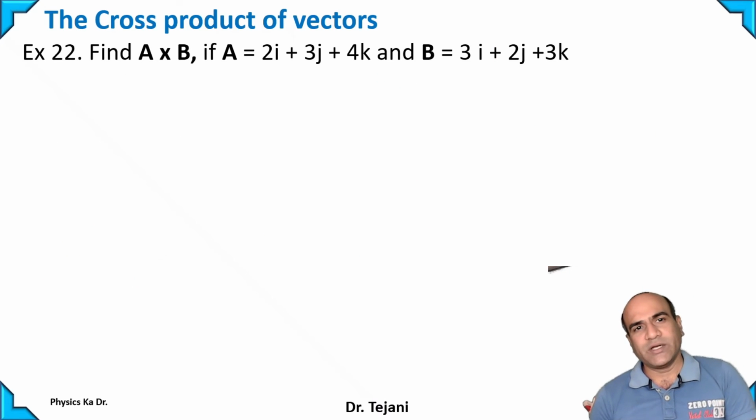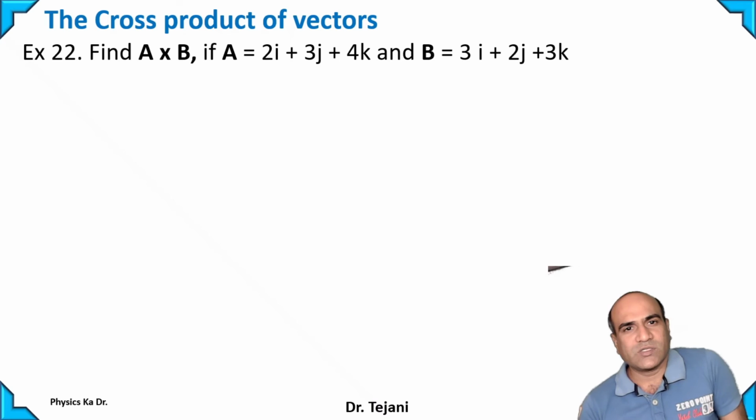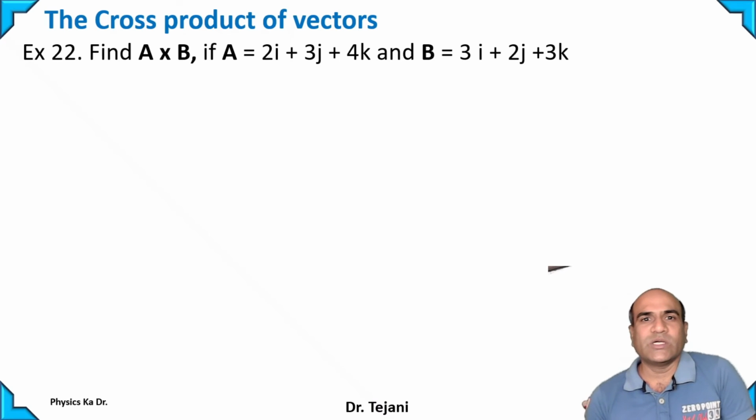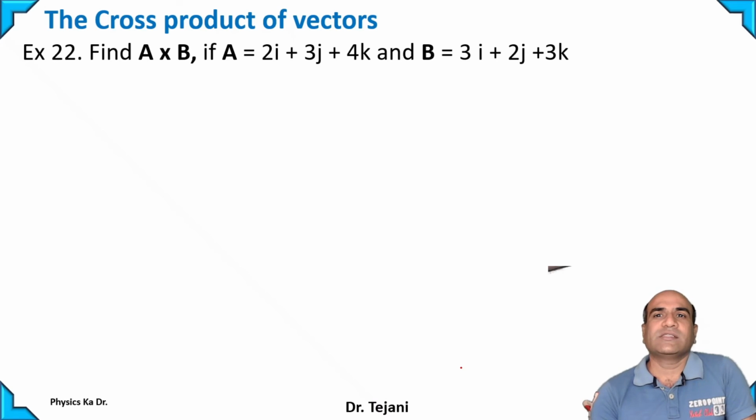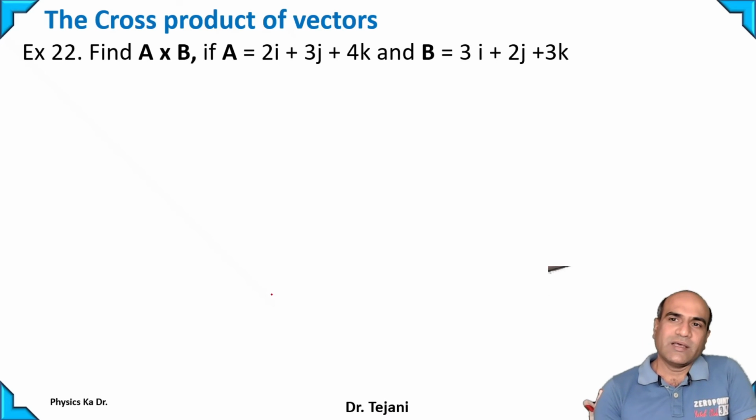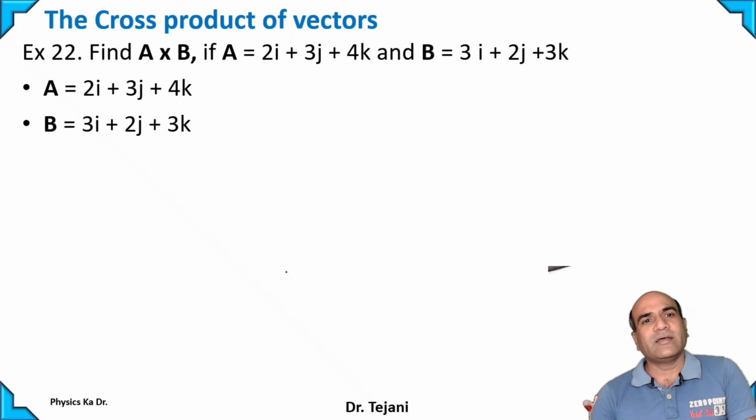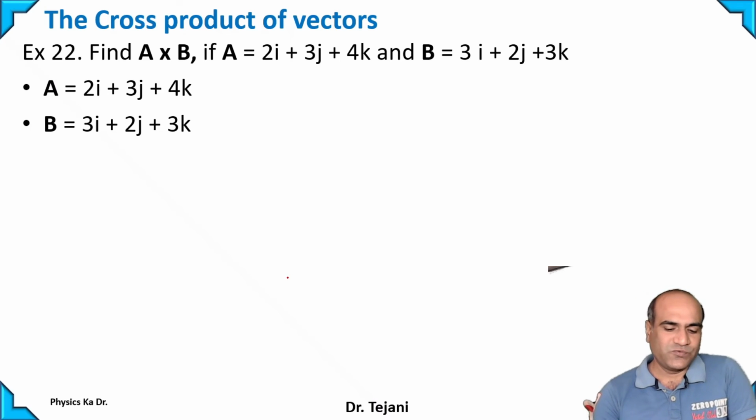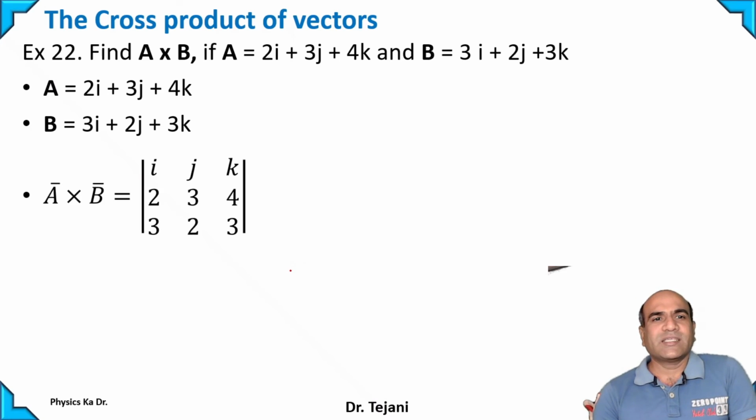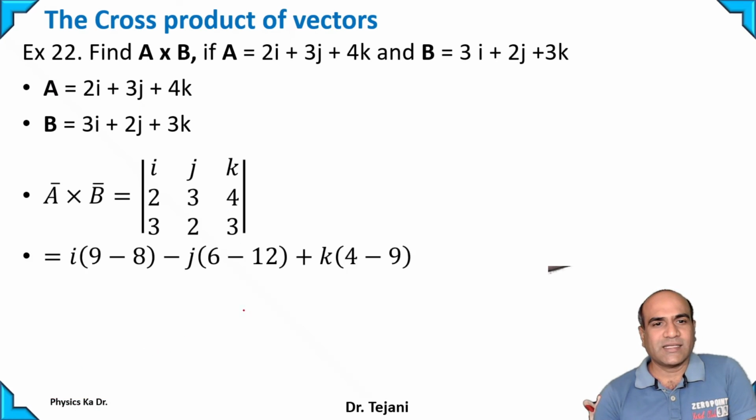Then example number 22. Find A cross B if A is equal to 2i plus 3j plus 4k and B is equal to 3i plus 2j plus 3k. Let's put here A is equal to 2i plus 3j plus 4k, B is equal to 3i plus 2j plus 3k. We can put these in matrices. Put A is equal to 2, 3, 4 here. B is equal to 3, 2 and 3 here. Now what next?